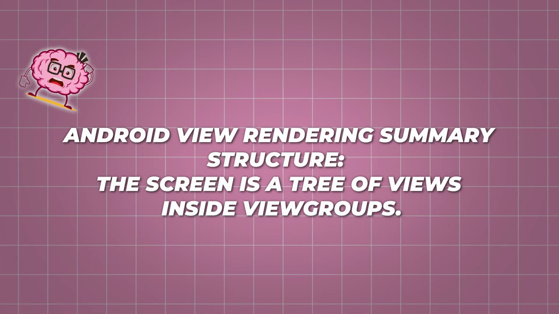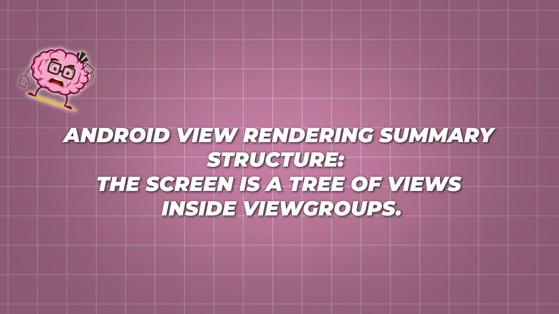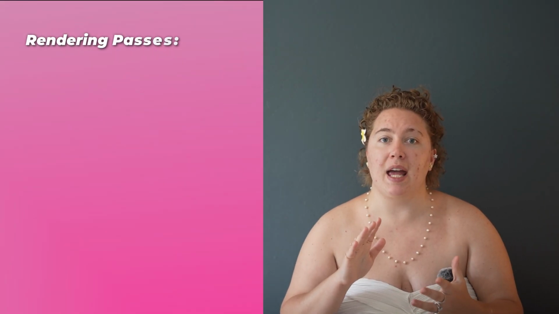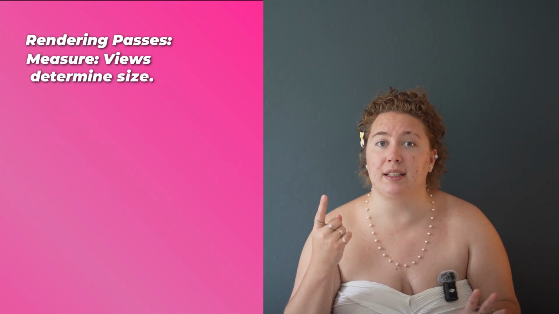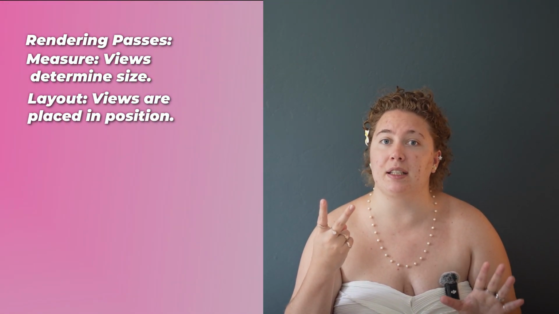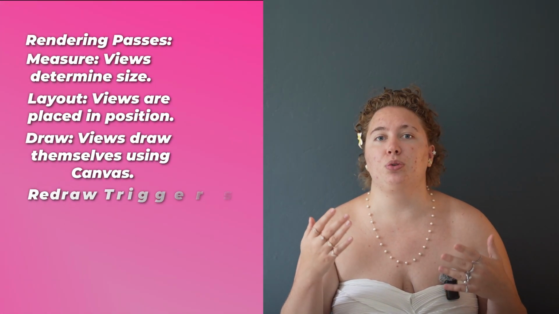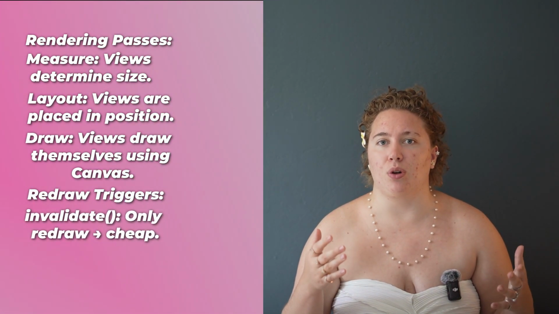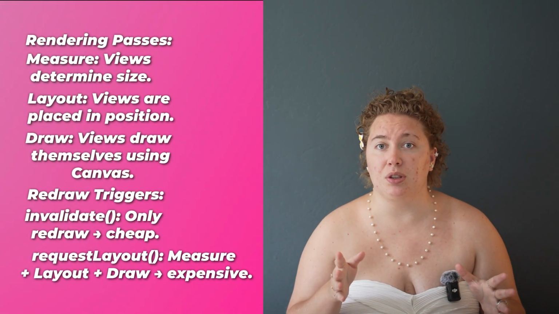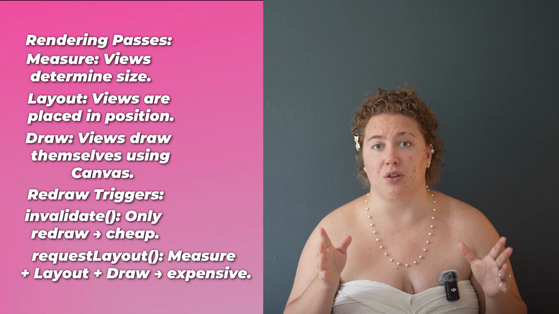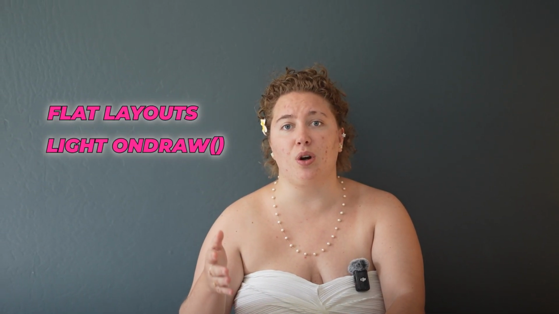Android rendering summary. The screen is a tree of views inside view groups. The rendering passes are: measure, views determine size; layout, views are placed in position; draw, views draw themselves using canvas. Redraw triggers: invalidate, only redraw. This is cheap. RequestLayout, measure, layout, and draw. This is expensive. To improve performance: use flat layouts, slim down draw, lower overdraw. And don't do deep nesting, frequent requestLayout calls, or heavy drawing logic.